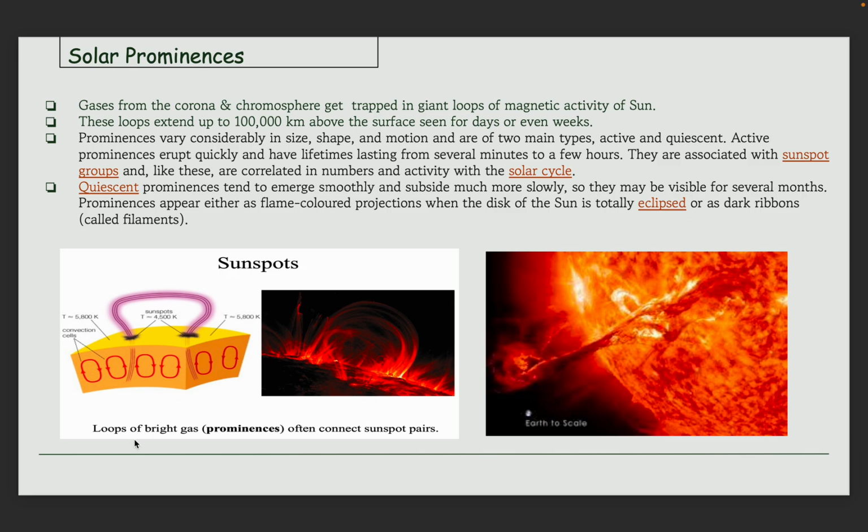And solar prominences are the loops of bright gas often seen connecting two sunspots. They are of two types: active prominences, which last from a few minutes to a few hours, or some hours to days, and quiescent prominences, which emerge smoothly and remain visible for about several months.